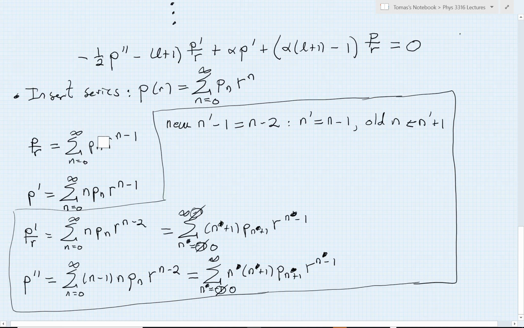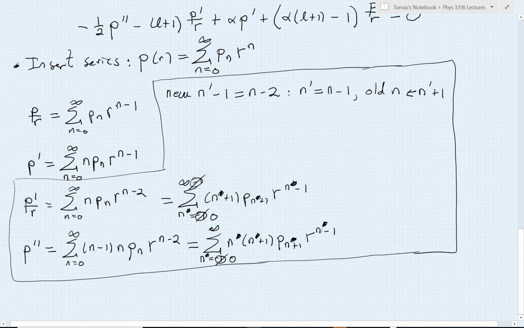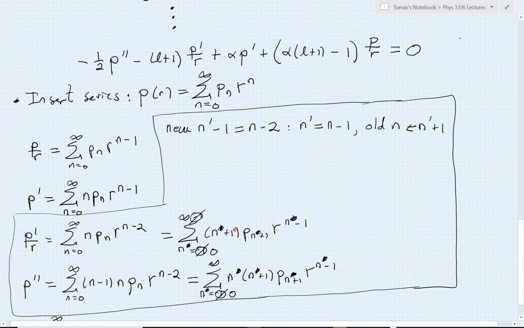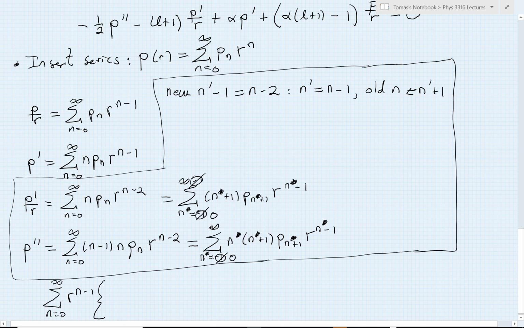So let's proceed then inserting all of these series that we've derived into the effective Schrödinger equation for P. You'll notice that every single term now has a sum on n running from 0 to infinity, so I can factor out that sum. Also, all of my terms now have a factor of r to the n minus 1. They are all on the same footing, so let me factor that out as well. So I have r to the n minus 1, and I'll open up a nice big parentheses. And now we start writing down our terms.